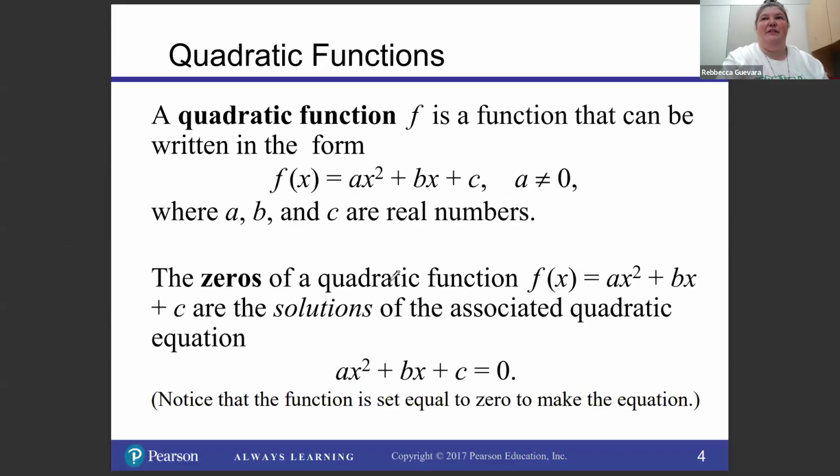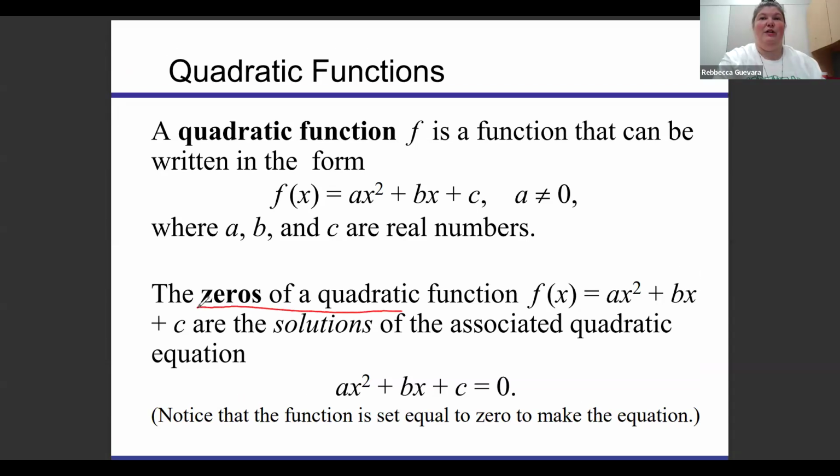So the quadratic function f is a function that can be written in the form f(x) equals ax squared plus bx plus c. Once again, a cannot be 0. A, b, and c are just real numbers. The zeros of a quadratic function, we're going to go over this. Zeros of a quadratic function are solutions to this equation. So if we want to find zeros, then we have to set our quadratic function to 0, and then we need to solve that quadratic equation.